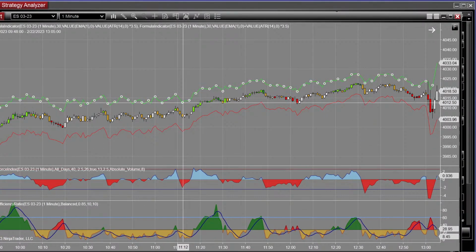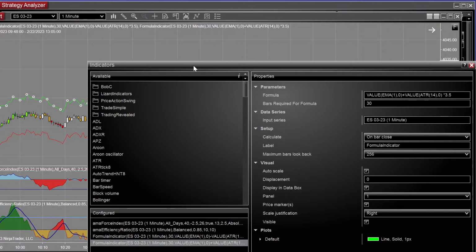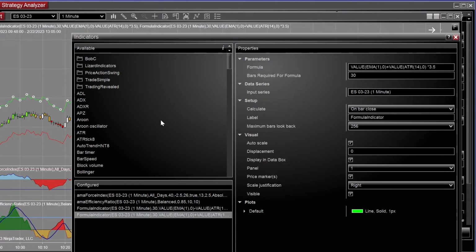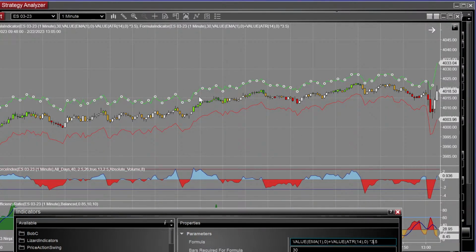The way we did that is we use an indicator that doesn't have a name, it's just called the formula indicator. Then we can pop a formula in there to give us its own data series. All we're using is an EMA period of 1, so it's not really using an EMA, it's just looking at the close price. This is just the way you would do that: you take a moving average and put it at the period of 1. So we have the 1 period EMA plus the value of that 14 period ATR, which is default, times 3.5, and that's giving us this ATR band above.